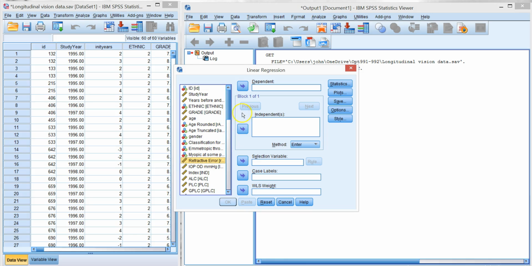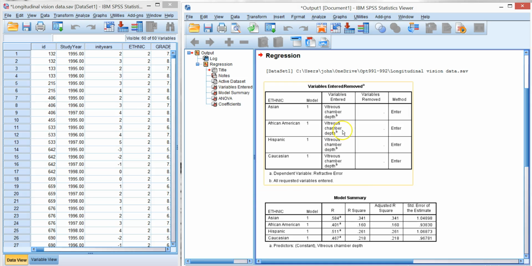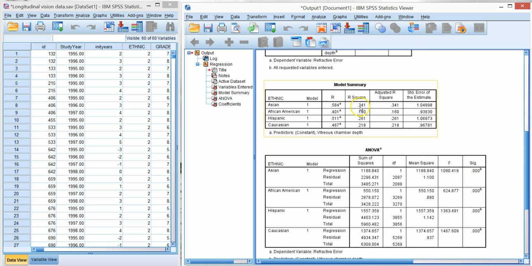with refractive error. We're going to look at refractive error, looking at just a single variable, vitreous chamber depth. We'll just run that. And we can see our R squared is 34.16, mostly. Vitreous chamber depth is highest with Asians and so forth. We have our coefficients.